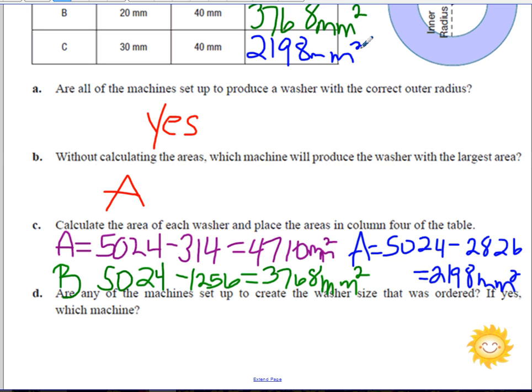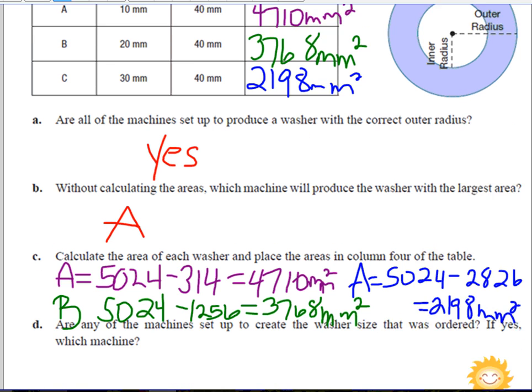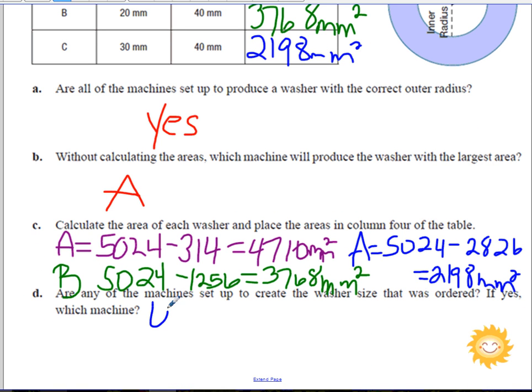And then D, are any of the machines set up to create the washer size that was ordered? So let's scroll back up here. 2198 was the area that was requested, so that was C. So yes, machine C.